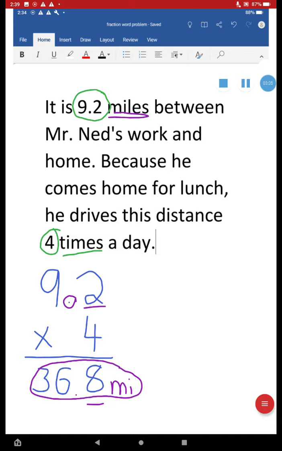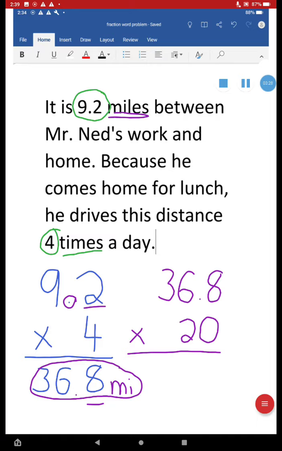Well, we know every day he drives 36 8/10 of a mile. And we know that there's 20 work days in a month because there's 5 days in a week for a work week, and there is 4 weeks in a month. So let's multiply those. Do a little two-step multiplication. Here's a hint though.